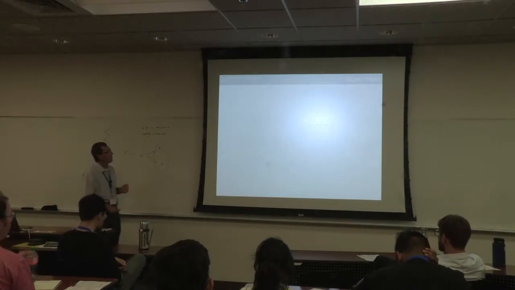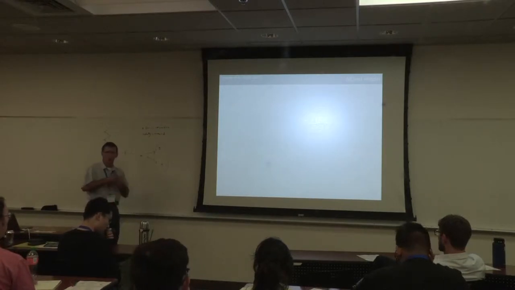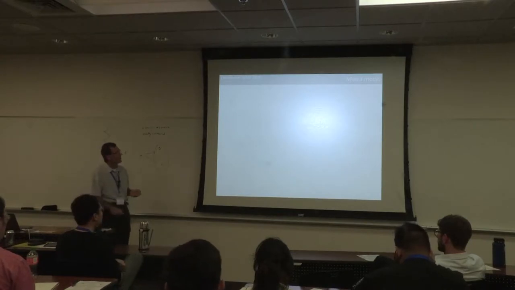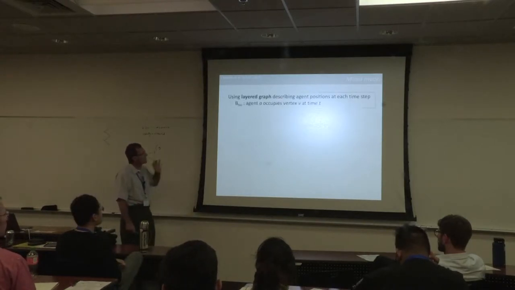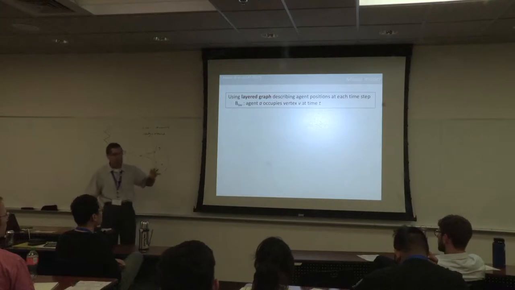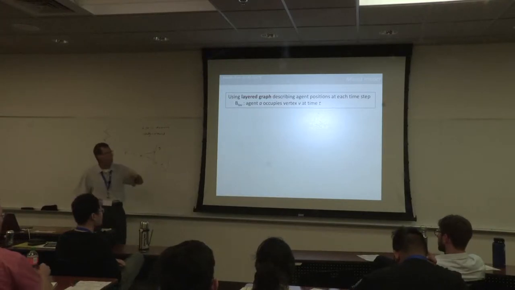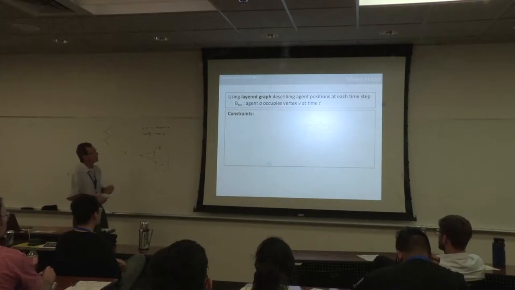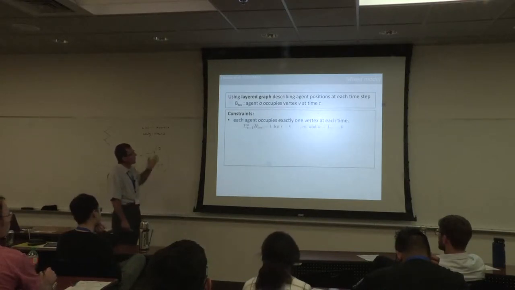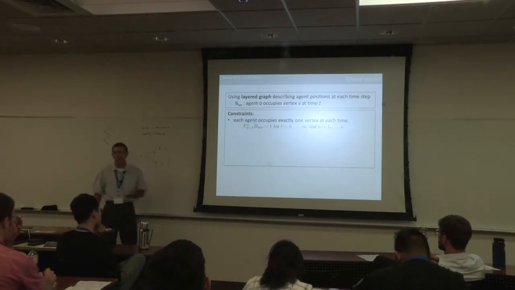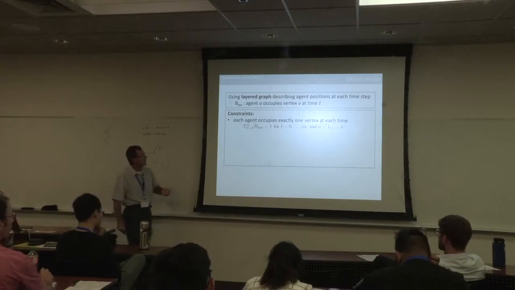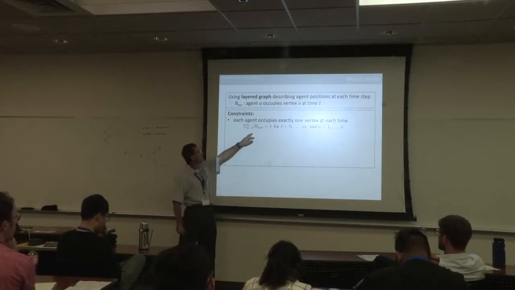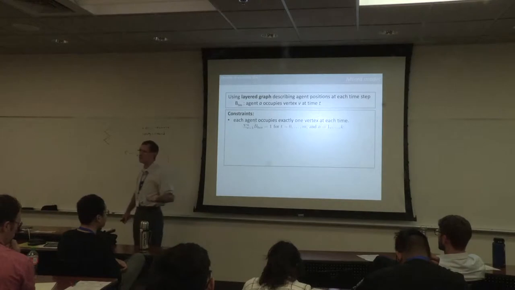But let me show you now a model which is, I hope, easier to read. We call it a mixed model. It still uses the layered graph. It still uses the same Boolean variables like before: agent A is at time T at node V. But we express the constraints in a hopefully easier to read way. So to say that an agent occupies exactly one vertex at a given time, we basically make a sum of all these variables for all the vertices, and we say that it's equal to one.